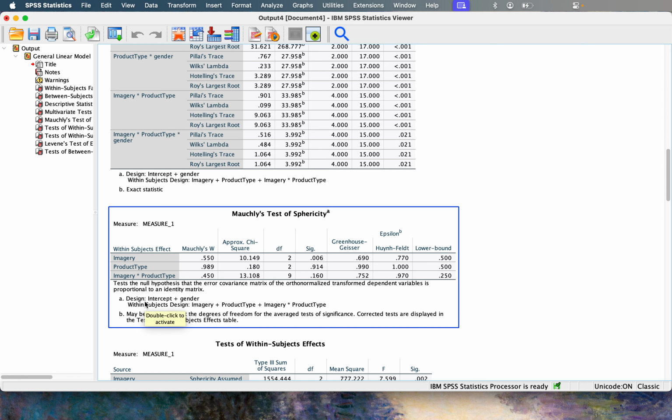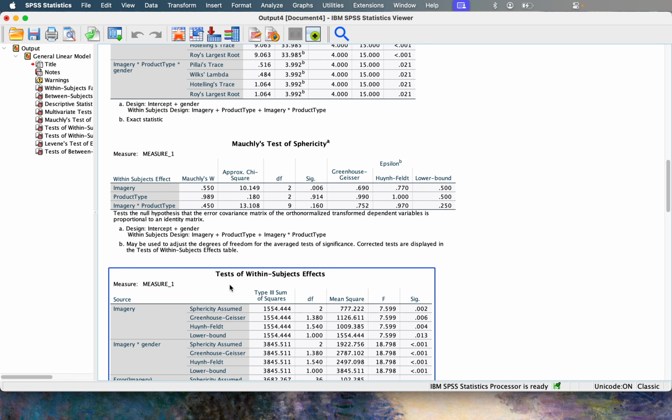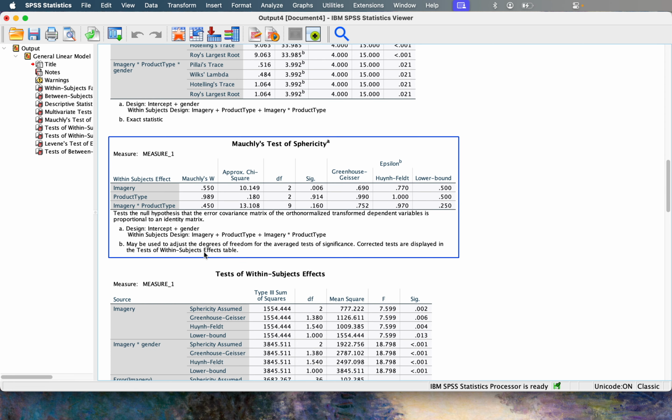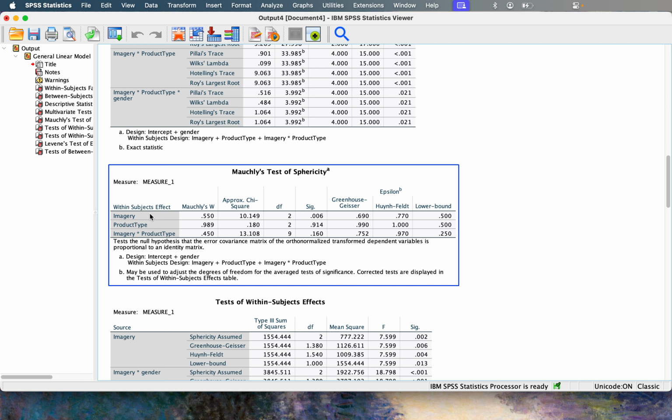The product type does not indicate a violation of sphericity, and imagery plus product type does not indicate any significant violation of sphericity. Basically, for imagery, corrected tests should be used so we can ensure valid results. Since sphericity is met, no adjustments are needed for these two.